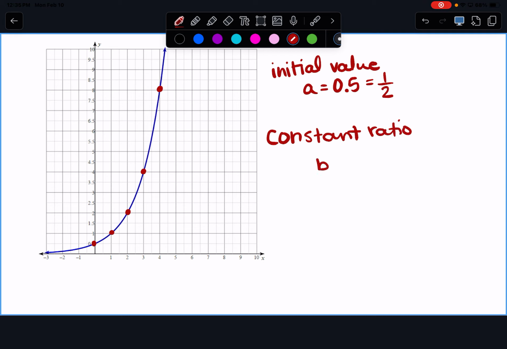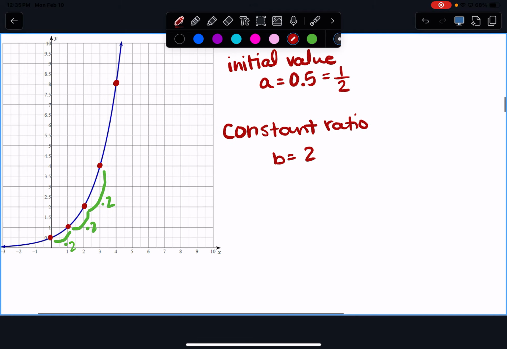So that is our B. So if I was going to need to multiply 0.5 to get 1, 1 to get 2, 2 to get 4, and 4 to get 8, what number would I need to multiply by? 2. Times 2 each time. So what does that make my constant ratio? 2. And now we are good to write our function.